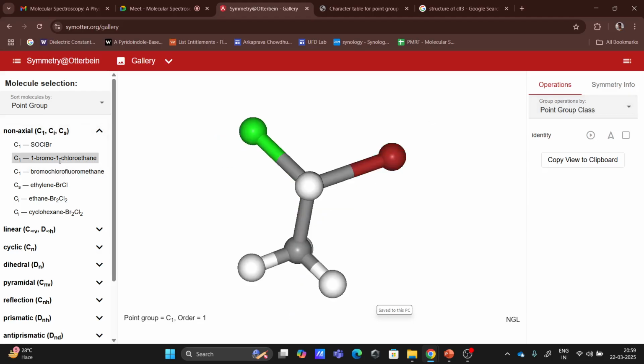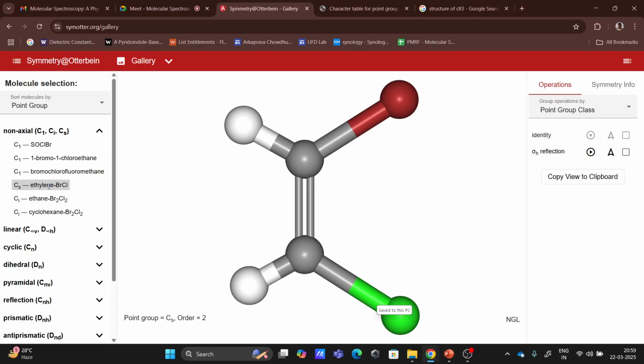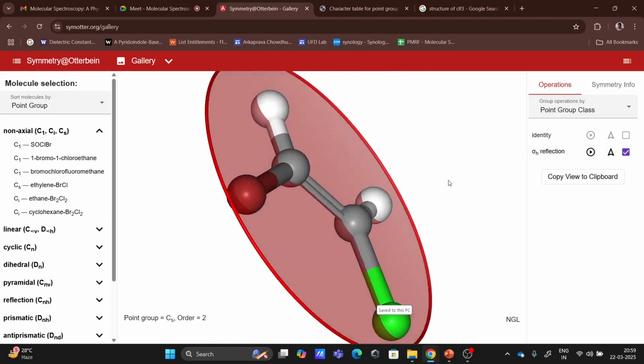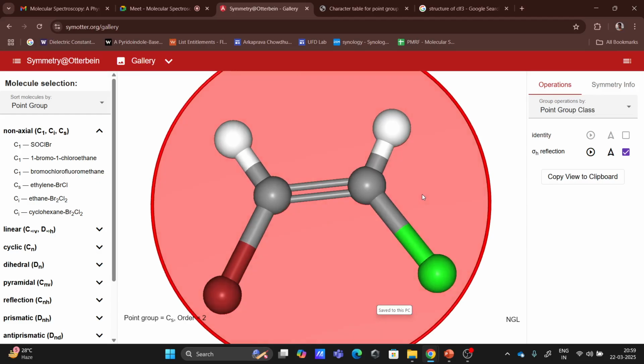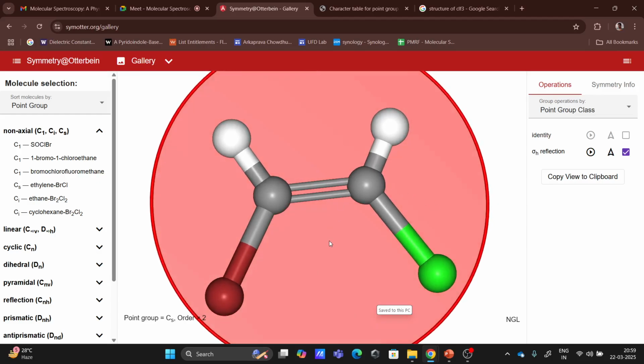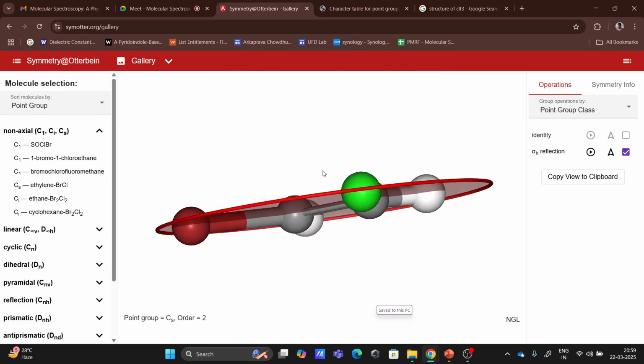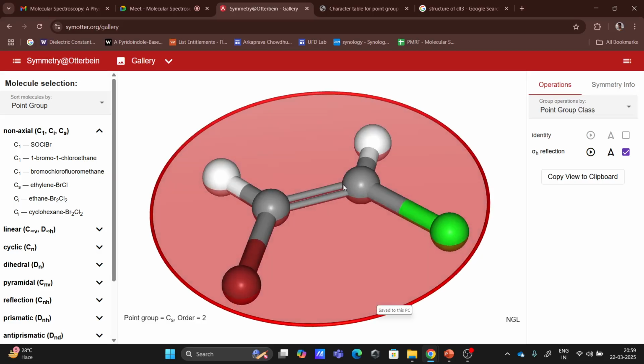Maybe we can look at C1. These are all C1. What is the difference between C1 and Cs? In Cs, there is only sigma h, the molecular plane. So this is Br2, ethylene, Br, and CN. And see, this is the molecular plane. That's how we can visualize.